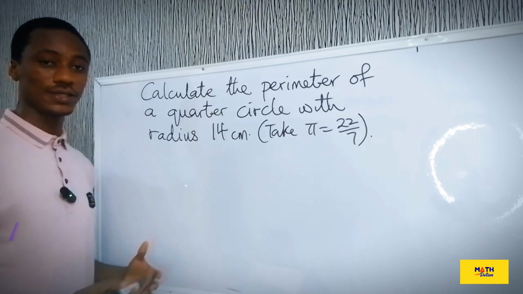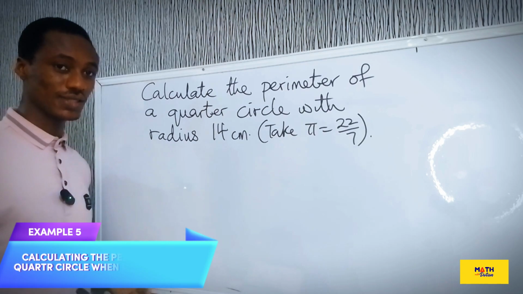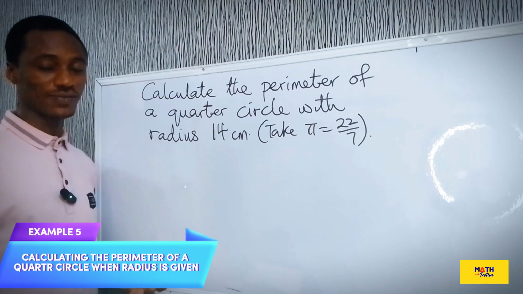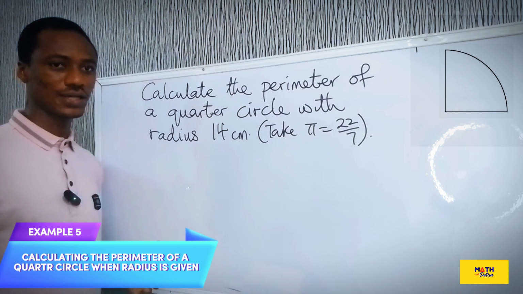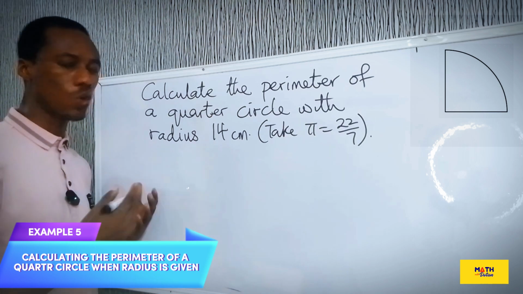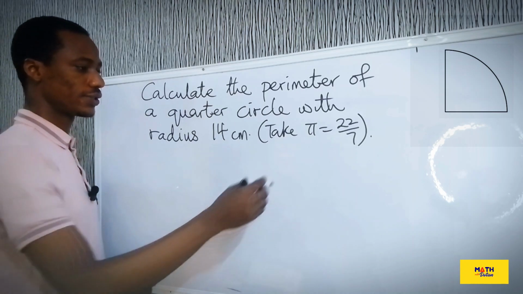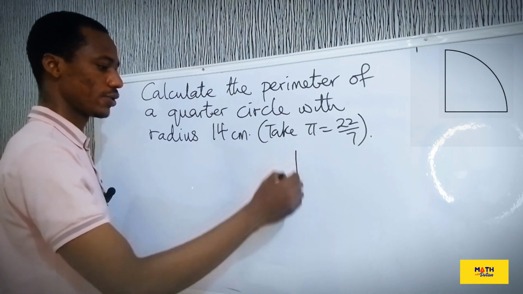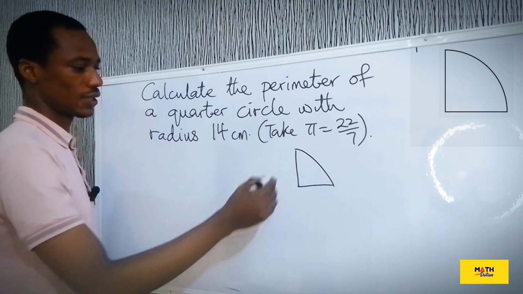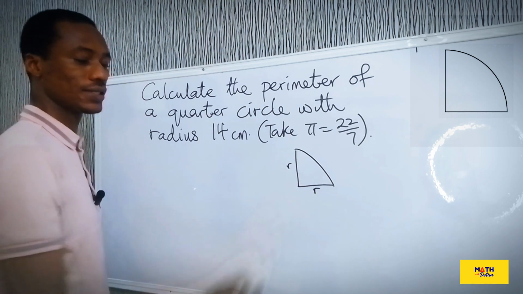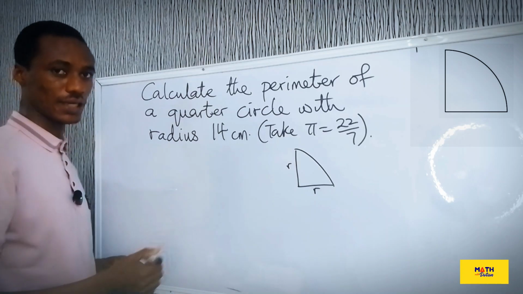Alright, in this question, we are to calculate the perimeter of a quarter circle. In the playlist, we have examples on semicircle. Then we have one of our students asking, what about a quarter circle? It's very simple. This is a quarter of a circle. You have something like this, okay? And this will be a radius and this another radius. So this is a quarter of a circle, just a sketch of it.